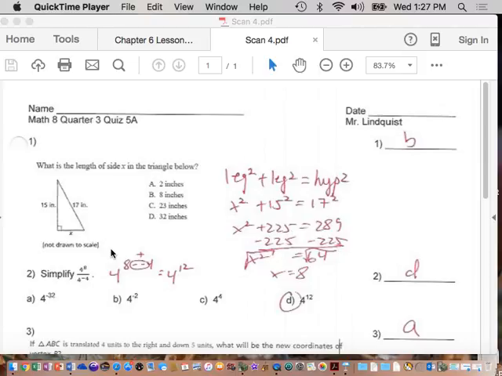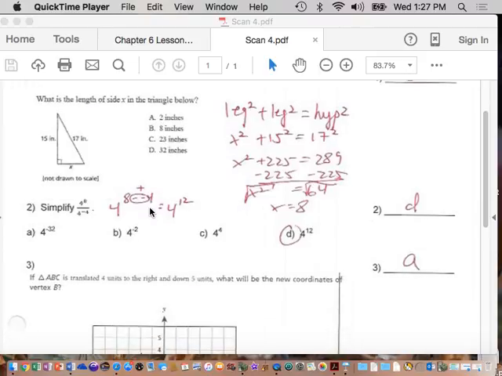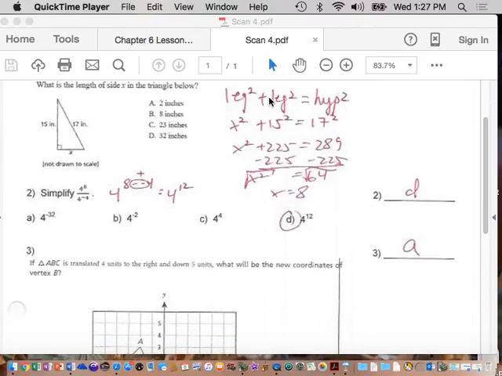Question number 1 is a right triangle, and we want to find one of the missing sides, so we always go with the Pythagorean theorem. Leg squared plus leg squared is hypotenuse squared. So the two legs are x and 15, so x squared plus 15 squared equals. And you know, I didn't do it on this paper, but I should have.